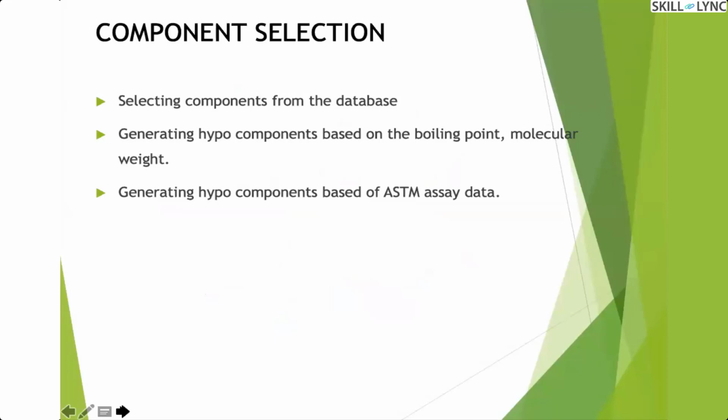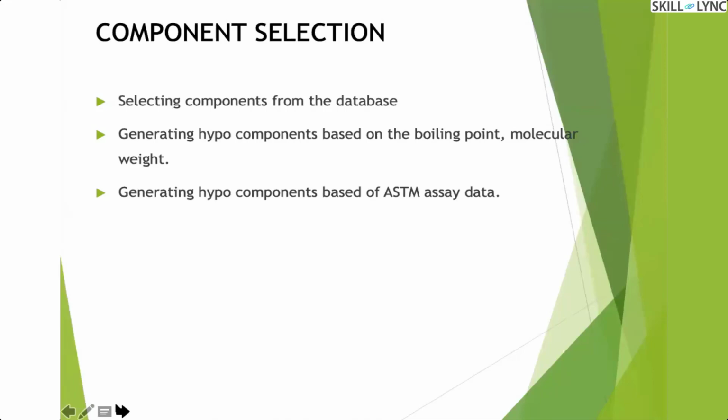Here in component selection, the simulation database has a whole set of components available. So you can directly use those components. Or if you have the molecular weight and density value for each of your components, like if you know the structure of that component, then you can determine the molecular weight. And if you know the density of that component, then you can also create a hypo component. What is a hypo component?